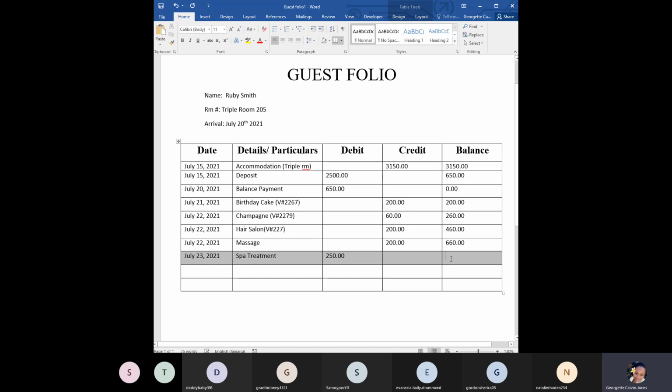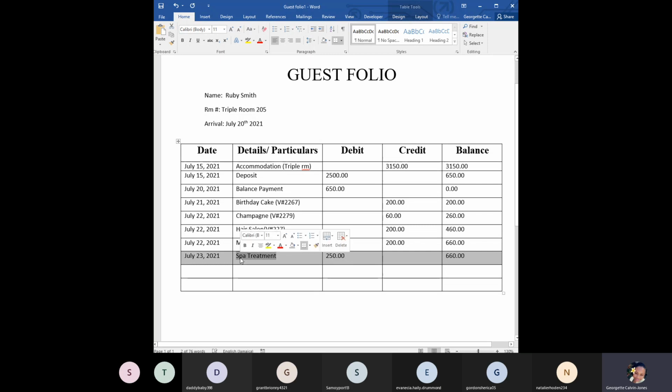Right? How would we deal with the balance over here? What do you think? Miss, it's still going to be 660. Exactly. It's still going to be 660, right? Because putting it under debit doesn't mean she settled her balance. It just means she paid for a particular item or treatment in this case.